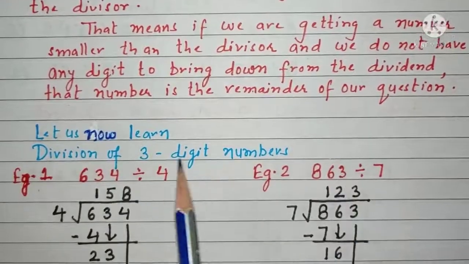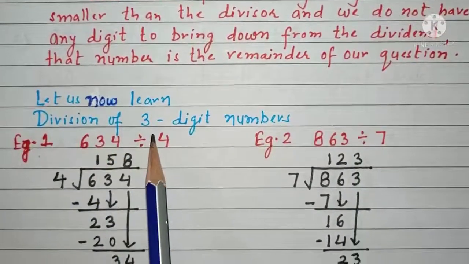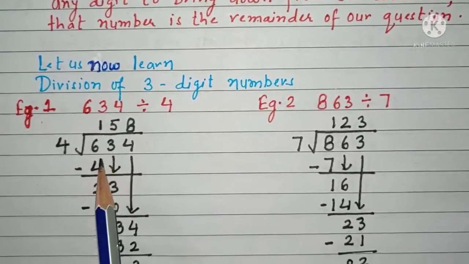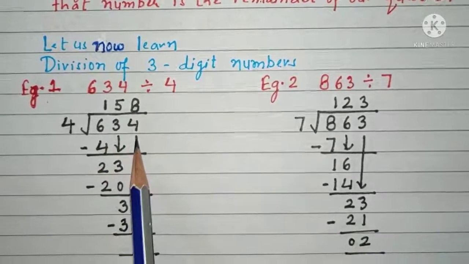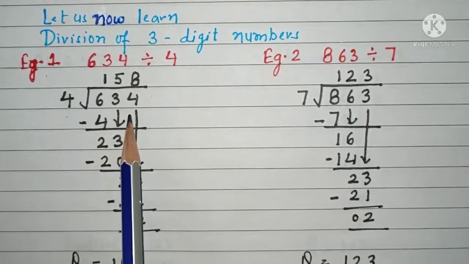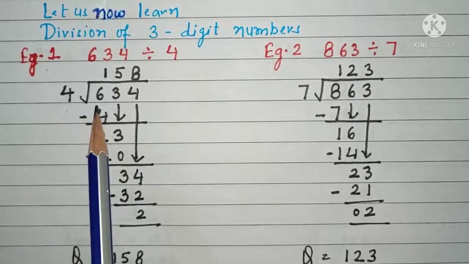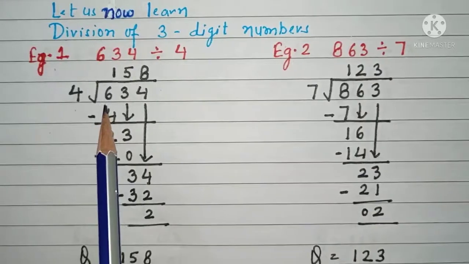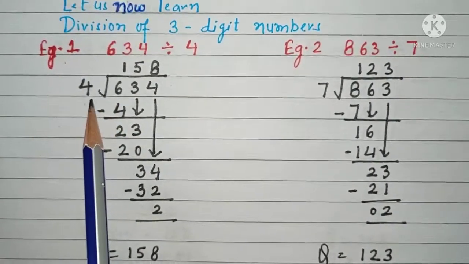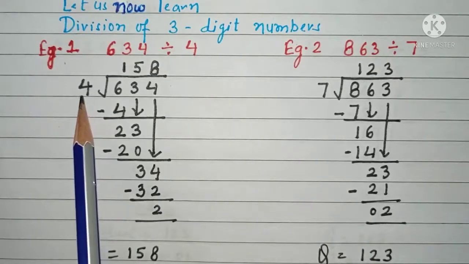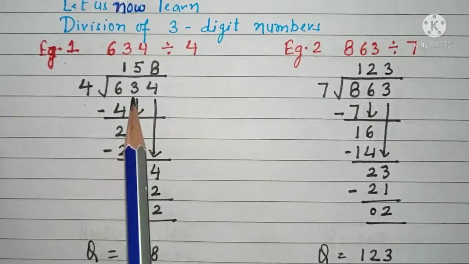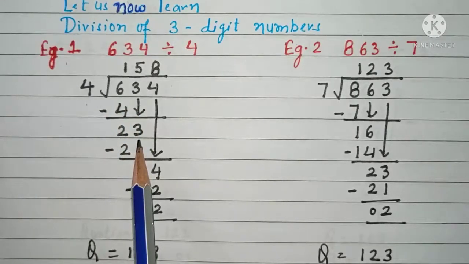So now let us proceed to division of 3-digit numbers. Here the 3-digit number, the dividend is 634 and the divisor is 4. So following the same method, first of all, we have to look for the hundreds place in the question, which is 6. So look for 6 in the table of 4. It doesn't come. So take a slightly smaller number, that is 4 ones are 4. 6 minus 4 is 2. Putting 3 down, now the digit is 23.